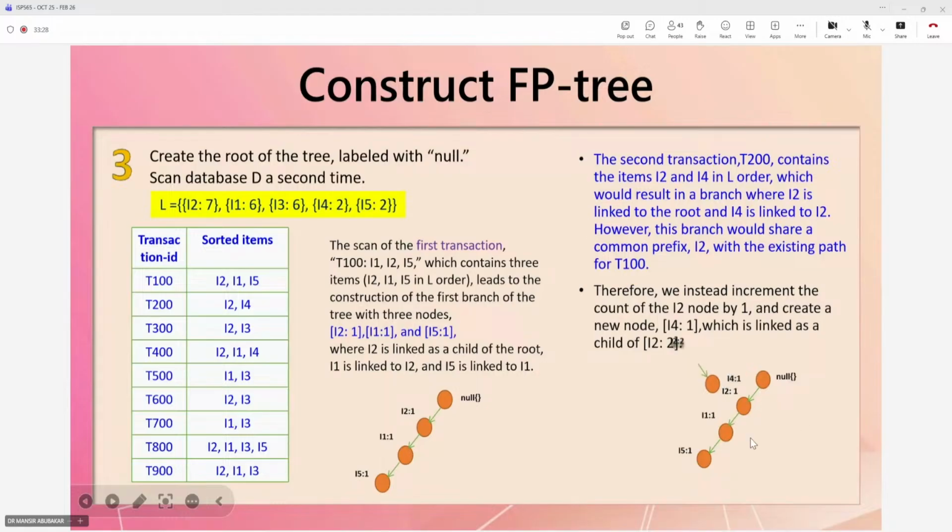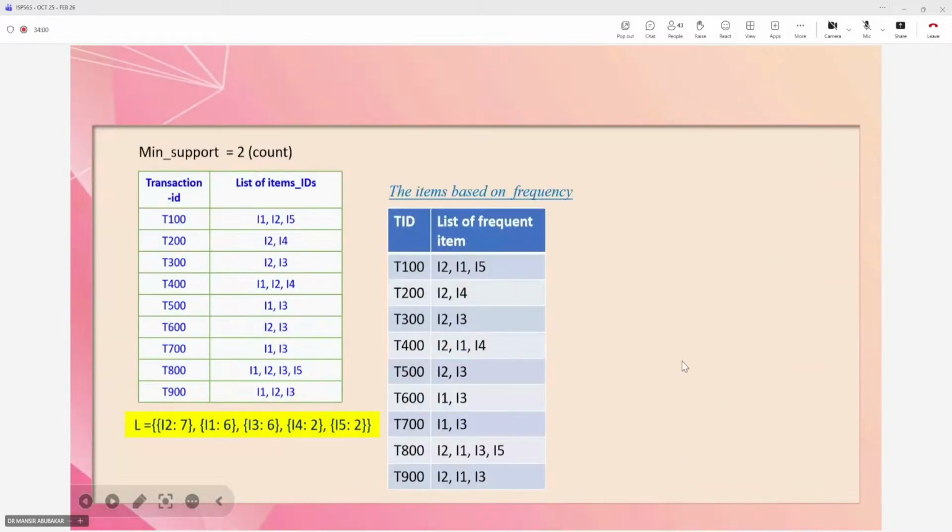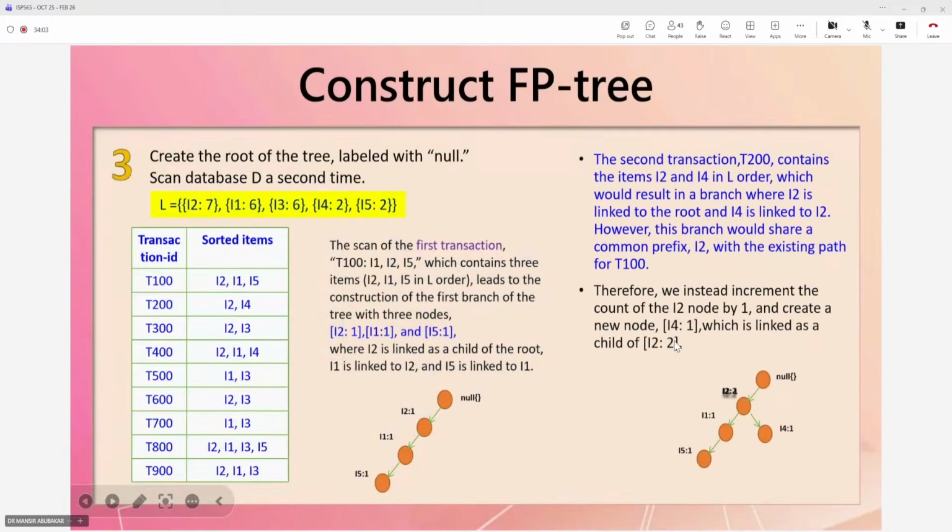So now I2 has become 2. That means in transaction 1 we have I2 and in transaction 2 we have I2. Now next is to link I4 with the I2, since in this transaction we have I2 and I4. So now I4 is linked to the I2. Can you see it? It is linked as a child of I2. So I2 has 2 as support count, right?